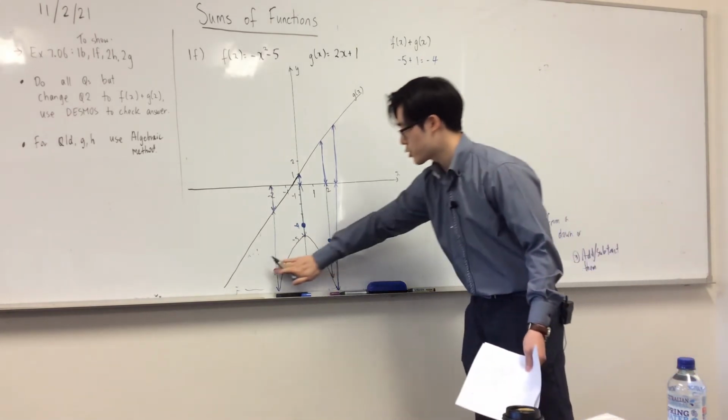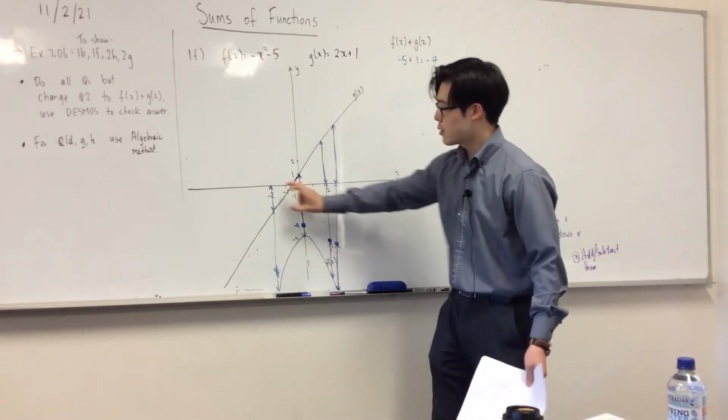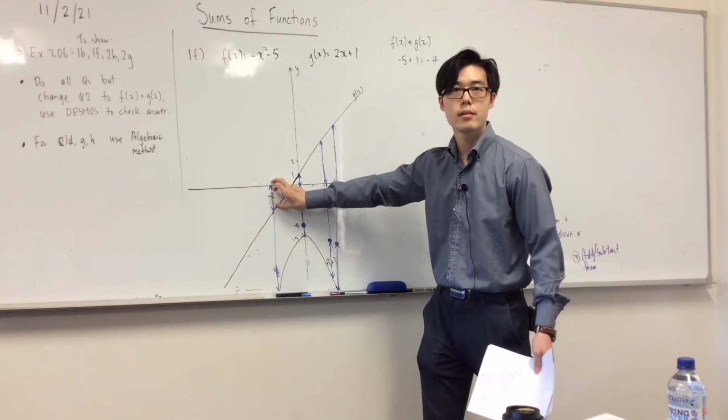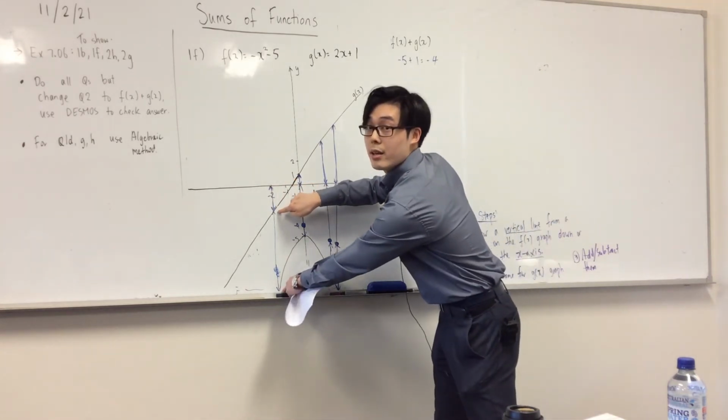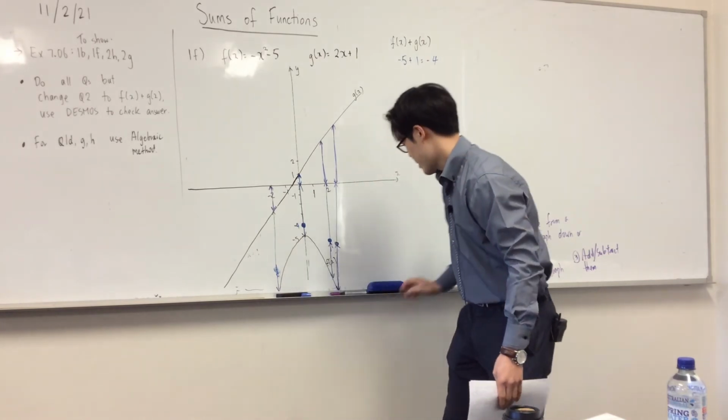Oh, wait, sorry. Yeah, you're right. Girls, what mistake did I make just there? Girls, this is a negative number, yeah? This is also a negative number. So negative plus another negative gives you a bigger negative down there.